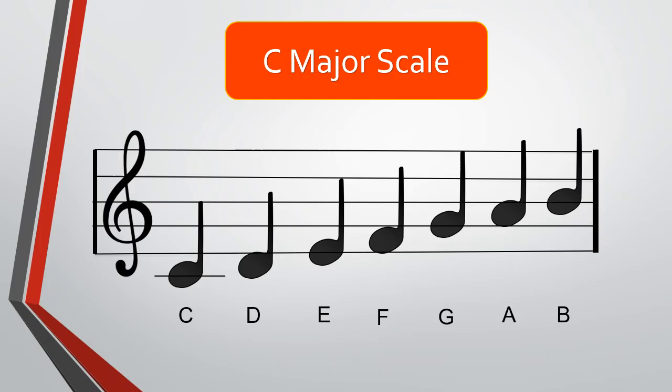A scale is a sequence of notes, and in Western music we often use a scale with 7 notes. This can be demonstrated with major scale C on the keyboard and sounds like this: C, D, E, F, G, A, B. Altogether, this scale sounds like this.